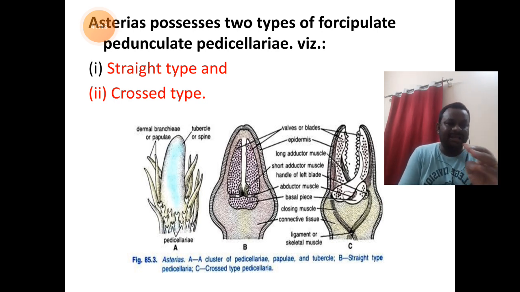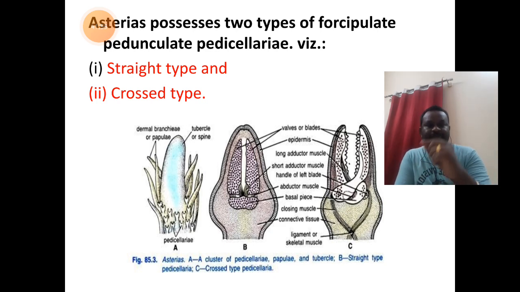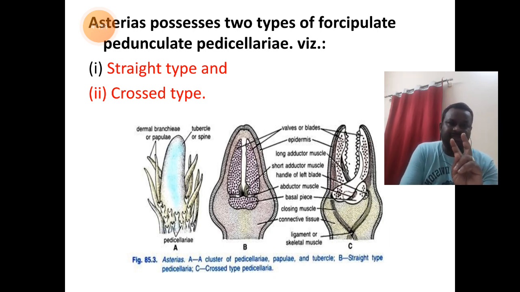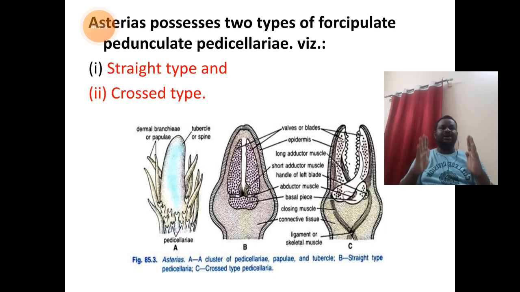We have 3 diagrams representing this. The first, diagram A, indicates the presence of a dermal spine with the structures of papillae and minute microscopic pincer structures referred to as the Pedicellariae. In diagram B, you see a basal plate attached with the straight type of jaws, whereas in diagram C, you find a cross type of arrangement of jaws.